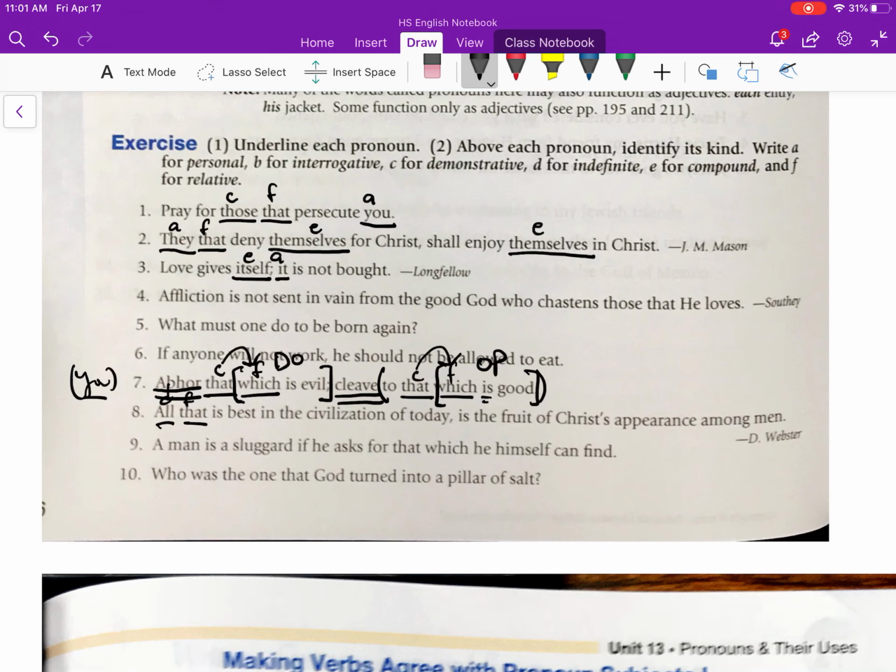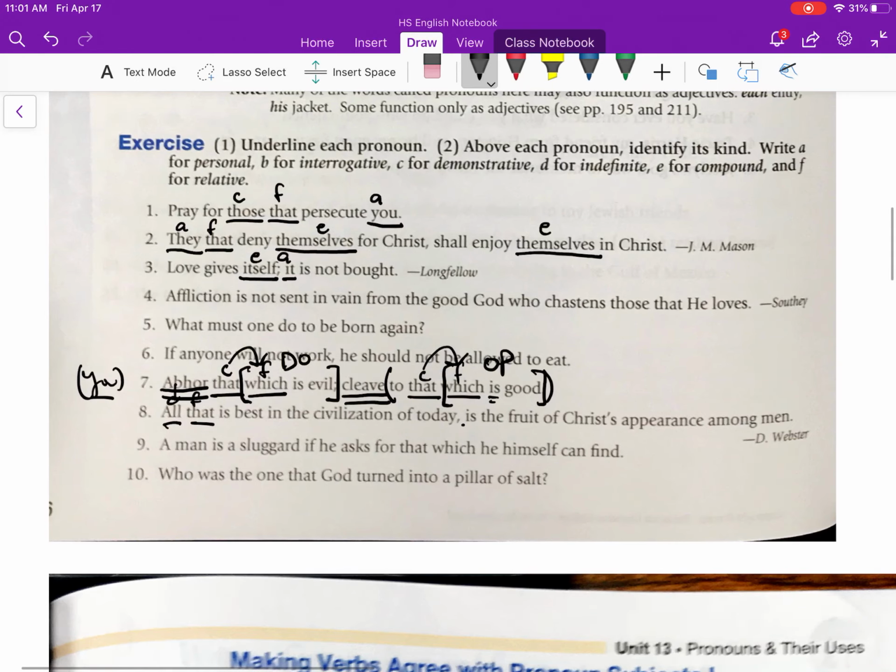Okay, so now that we've got that, let's jump down here to number 8. In this case, let's find our subject and our verb. All that is best in the civilization of today is the fruit of Christ's appearance among men. Okay, so in this case, our main verb is the word is right here. Let's see. All that is best. Interesting. This comma makes this thing a little bit confusing. We're just going to ignore that comma for now. So I just obliterated it there.